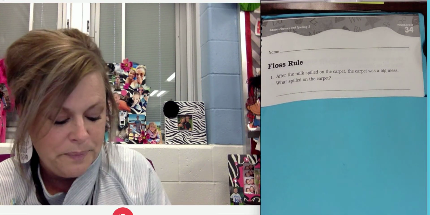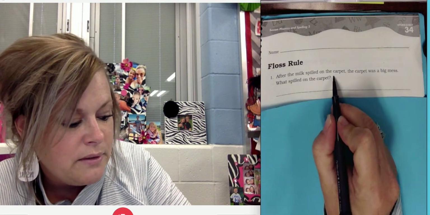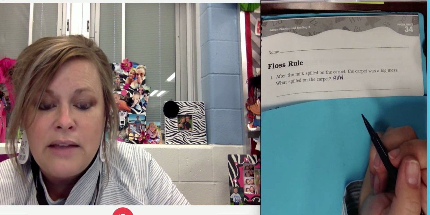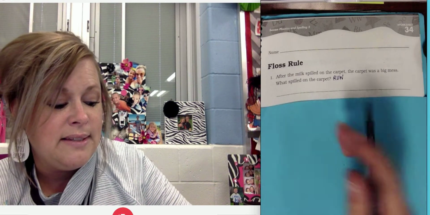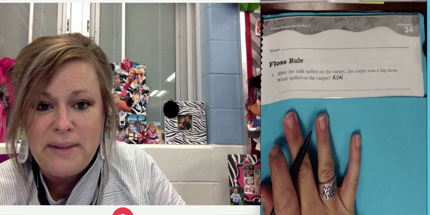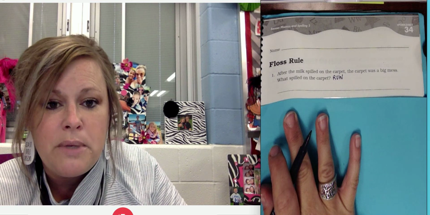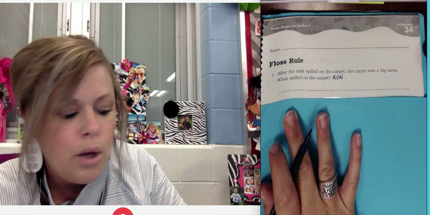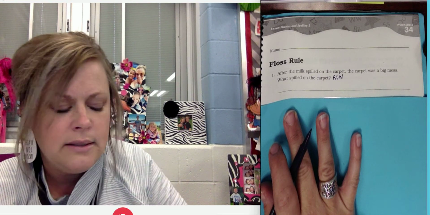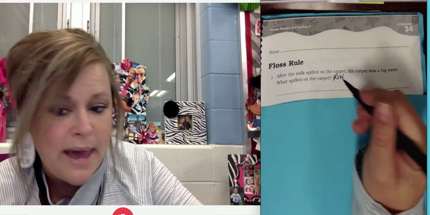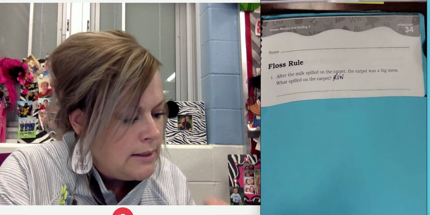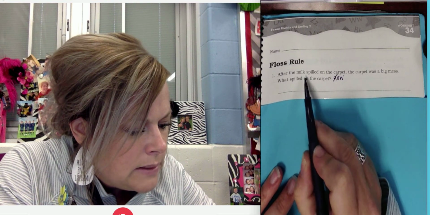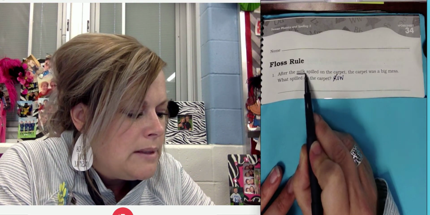Let's do it together. Go ahead and RUW. We're going to practice using the RUW strategy and practice restating complete sentences using words in the question to help us. So number 1, after the milk spilled on the carpet was a big mess. What spilled on the carpet? I read. Let's go back and see what to underline. Spilled on the carpet. Milk spilled on the carpet.